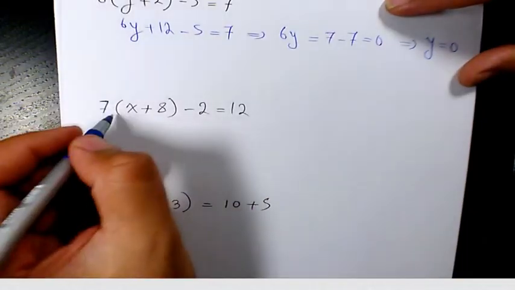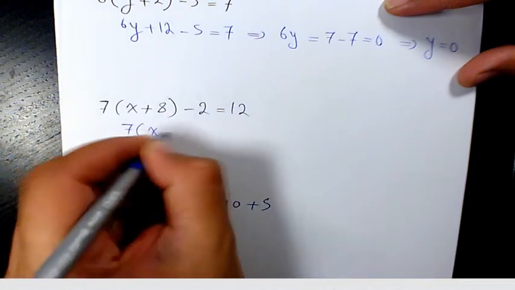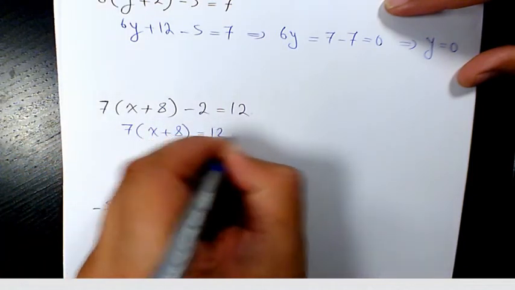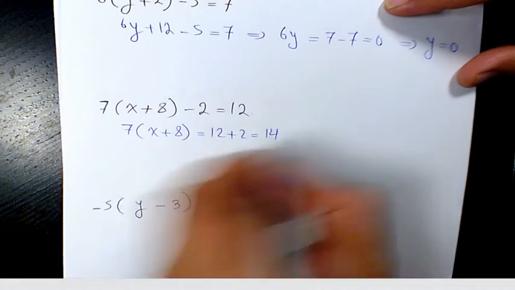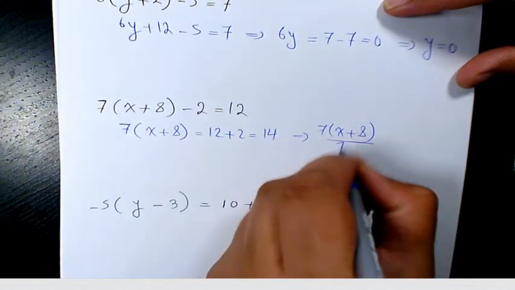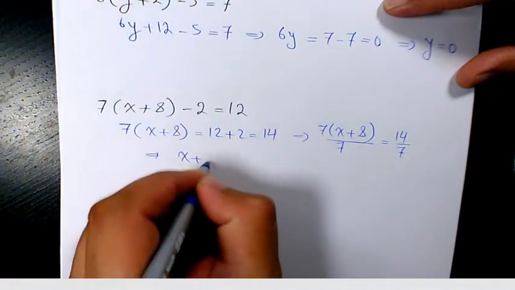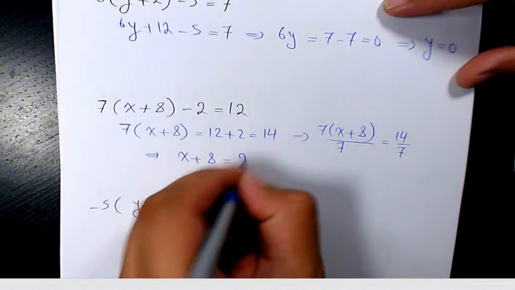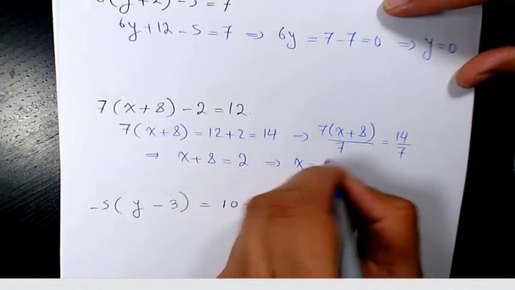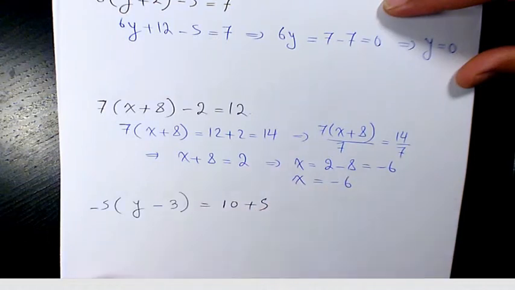Next one, 7 times x plus 8 minus 2 equals 12. So we have 7 times x plus 8 equals 12 plus 2, which is 14. Then I need to divide both sides by 7. So we have x plus 8 equals 14 divided by 7, which is 2. So x is going to be 2 minus 8, which is negative 6. So x will be negative 6.